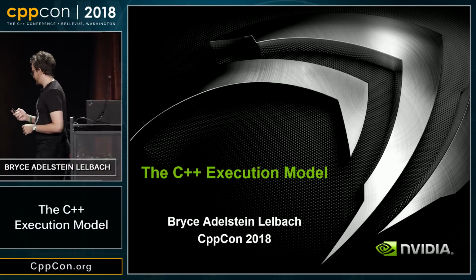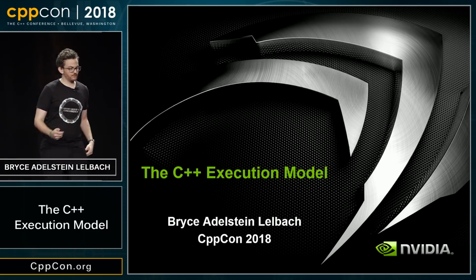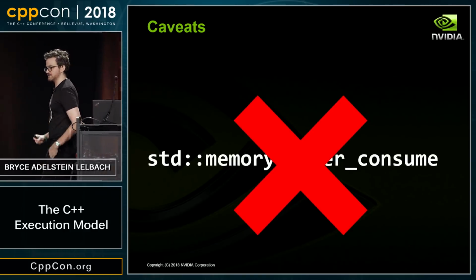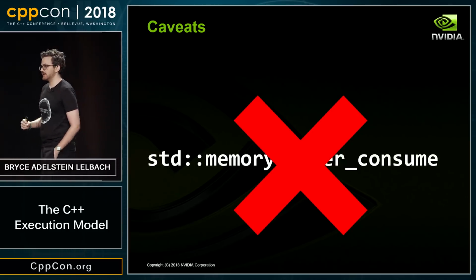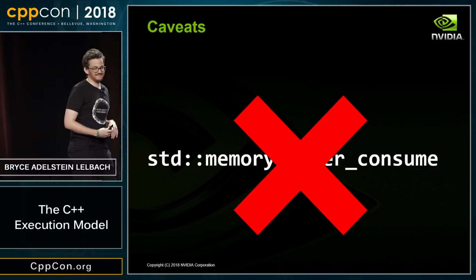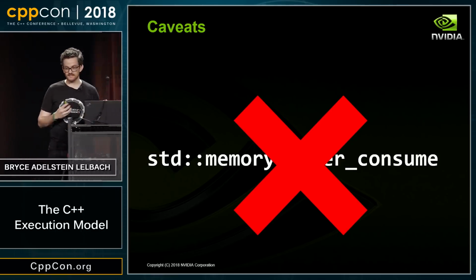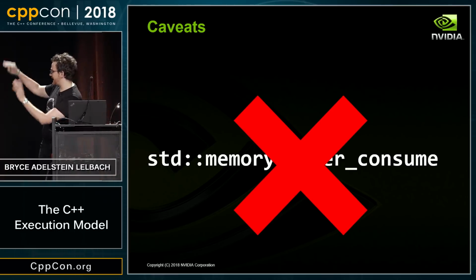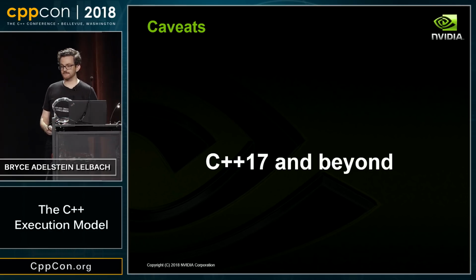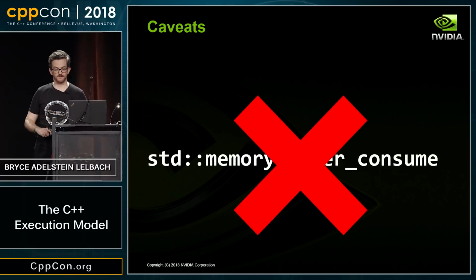First, I want to give some caveats about this talk. The first of which is there's this thing in C++ called memory order consume. This talk pretends that it doesn't exist, because memory order consume complicates a lot of the model that we're going to talk about today. And you're not really missing much if we just pretend it doesn't exist. However, we are going to be talking about the model in C++17 and beyond. So it's a little contradictory that we're going to be talking about the latest standard, but ignoring this component of it.